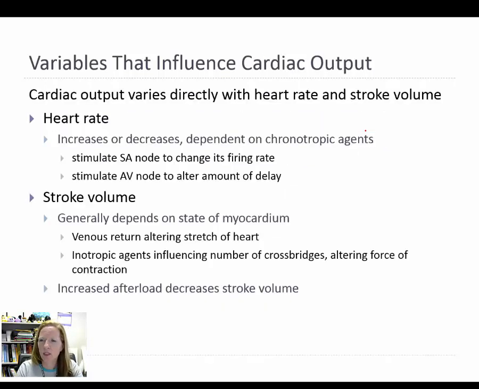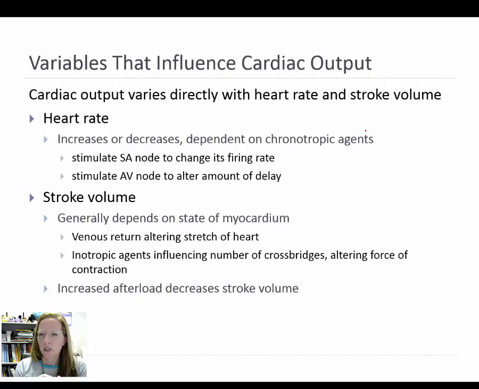Cardiac output is going to vary directly with heart rate and stroke volume. So let's sum it up. As heart rate increases or decreases, so does cardiac output. It is going to increase or decrease, and it depends on those chronotropic agents. Remember, they stimulate the SA node and the AV node.